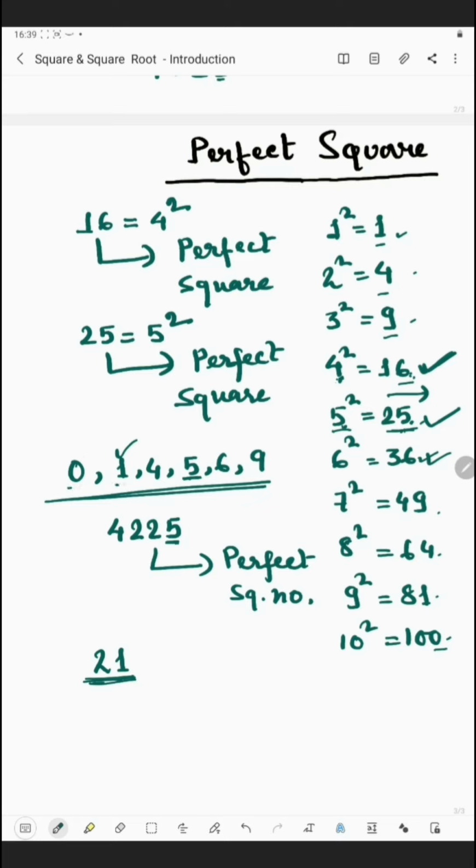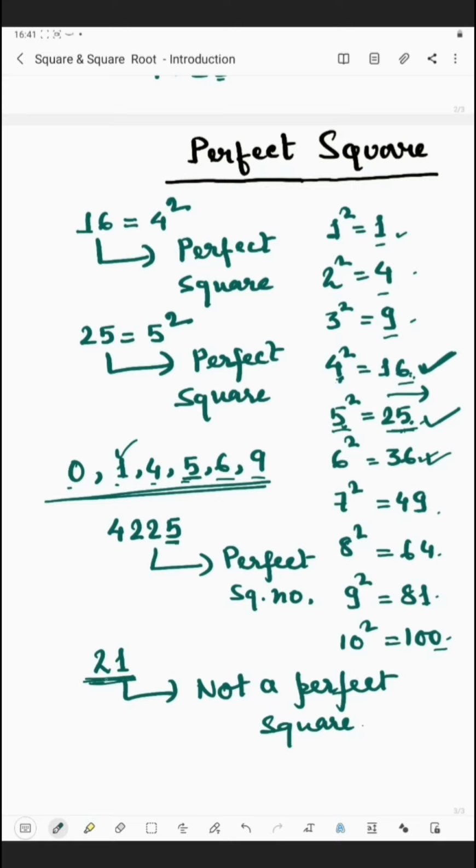So if the number ends with 0, 1, 4, 5, 6, 9, then there is a possibility of it being a perfect square, but it's not necessary that it will be a perfect square. Okay, so 21 is not a perfect square, though it ends with 1. And 21 is not a square of any number, so 21 cannot be a perfect square number.